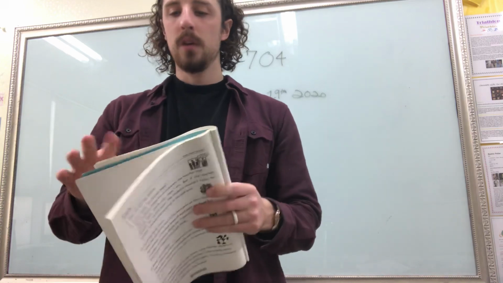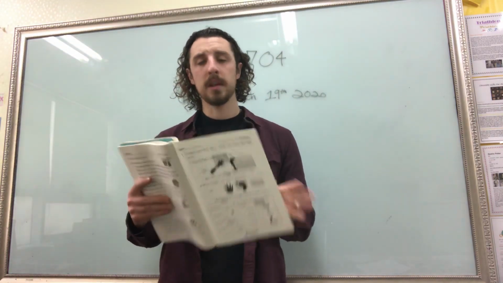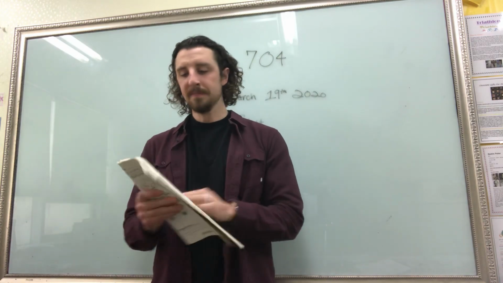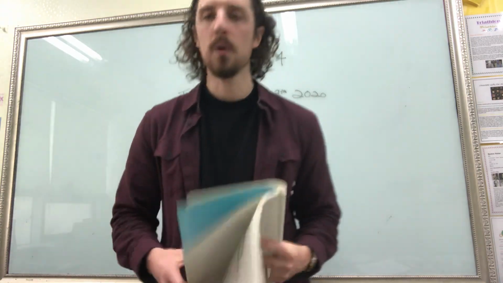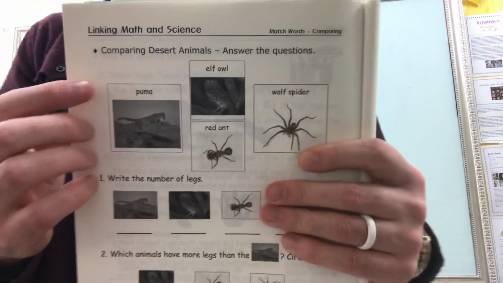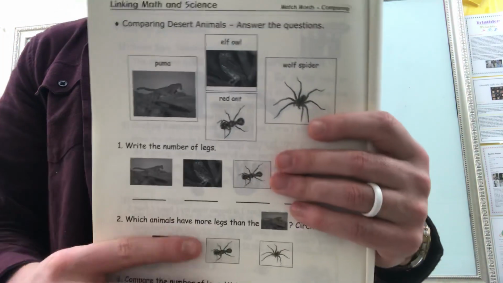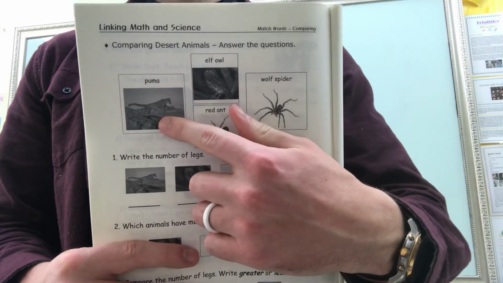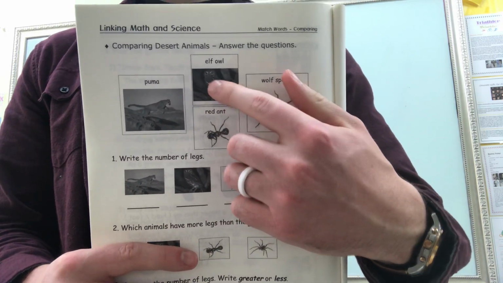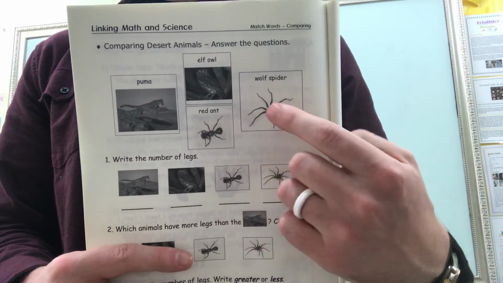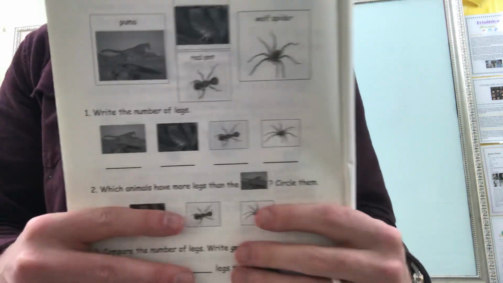All right? So if we're going a little fast, pause the video, but we're going to move on to the next page, all right? Okay. Comparing desert animals. Answer the questions. So we have a puma, an elf owl, a red ant, and a wolf spider.